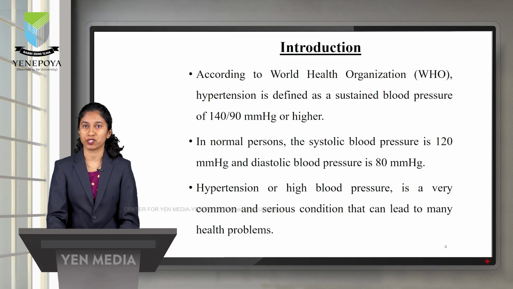Hypertension or high blood pressure is a very common and serious condition that can lead to many health problems. That is why hypertension is also called the silent killer, because many people do not feel any symptoms, but it can slowly damage the body, which can lead to heart diseases, stroke, kidney damage and vision problems.